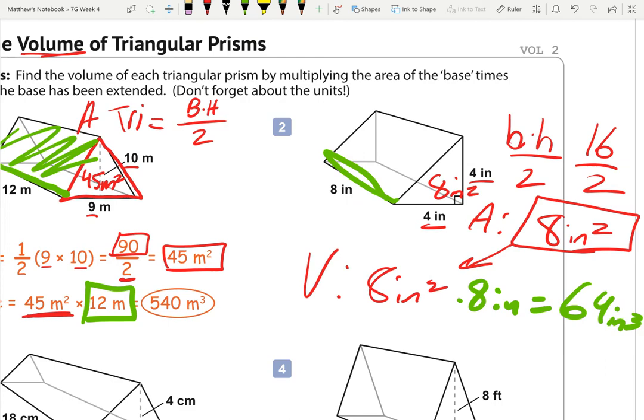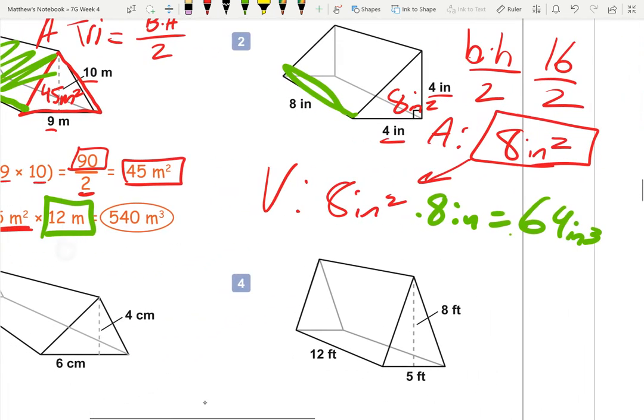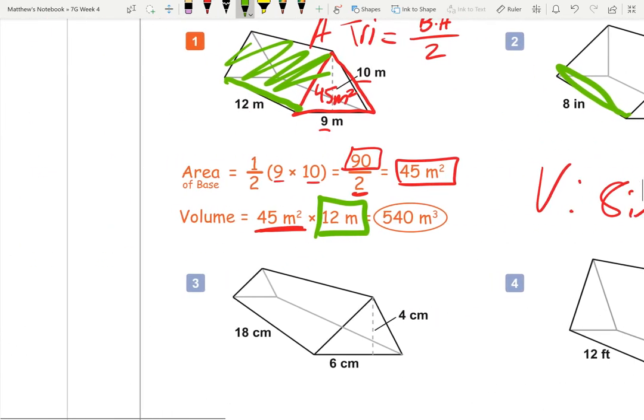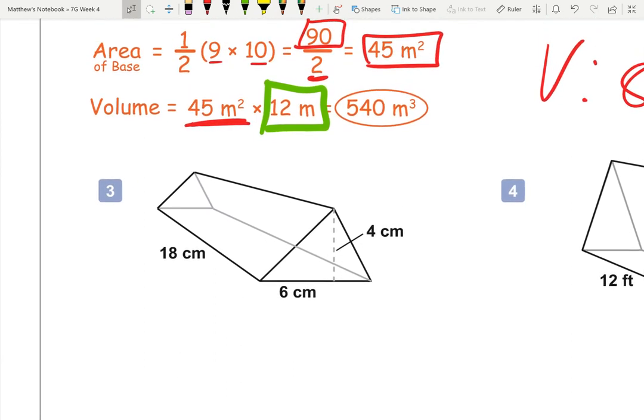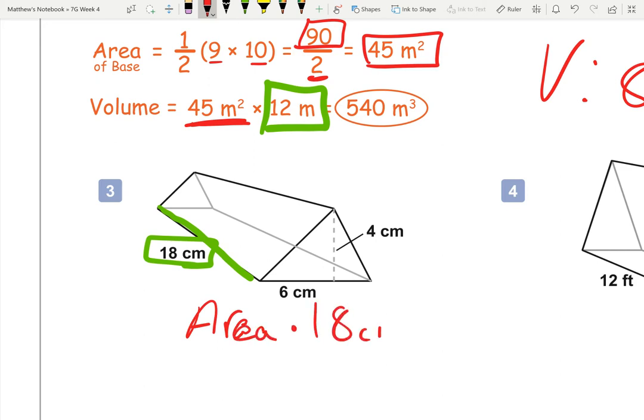All right, now we're going to do the next problem together, but I want you to try it out first on your own. So remember, we got to calculate the area first, and then take our area and just multiply it by that final side length of 18 centimeters. So it's going to be our area multiplied by 18 centimeters. That's our finishing move. All right, but first you got to find that area. What is it? Go ahead and try it on your own.